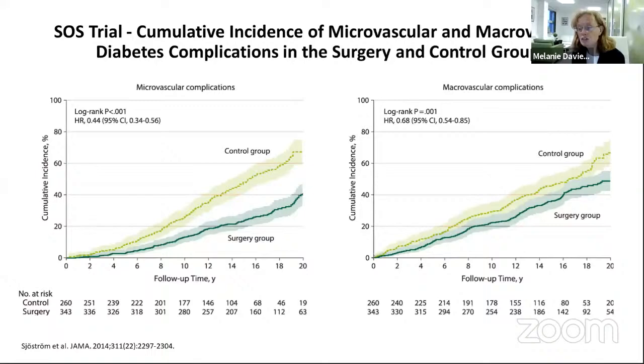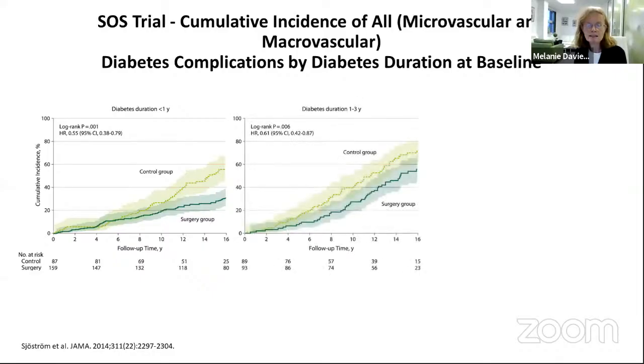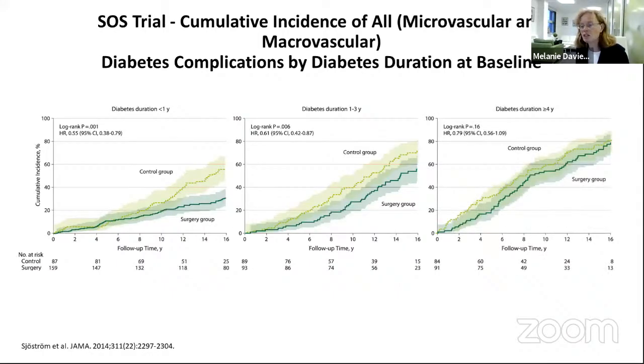Now, if you take out those little subgroups and look at people by diabetes duration at baseline, you can see it's pretty effective, a 45% reduction in a pooling of both micro and macrovascular complications in those people who were diagnosed and had their bariatric surgery within a year. It's still significant if you look at it within a duration of 1 to 3 years. But if your bariatric surgery is done after you've had diabetes for more than 4 years, then there's not a significant impact on reducing the burden of complications.